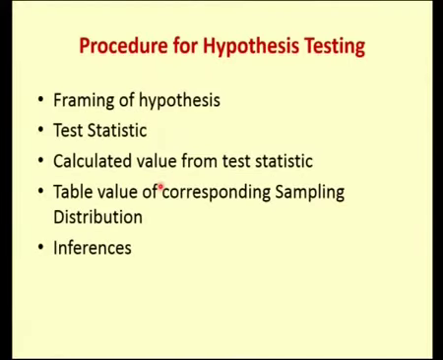So what is the procedure of this hypothesis testing? There are about 5 steps you need to deal when we go about the hypothesis testing. Number 1 is framing of hypothesis. Number 2 is you need to frame a test statistic or should have a test statistic based on your hypothesis. And the third one is you need to find a calculated value from the test statistic. And then you need to find a table value corresponding to the sampling distribution of your study. So then you have to make inferences based on your calculated value and your table value. So these are the 5 steps to be followed for any hypothesis testing.